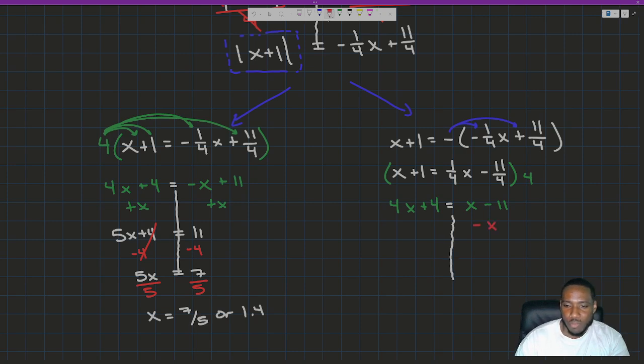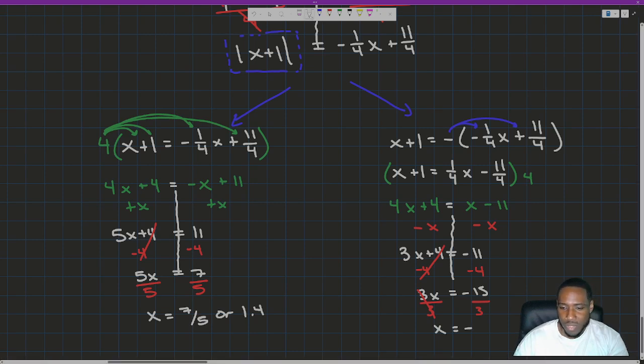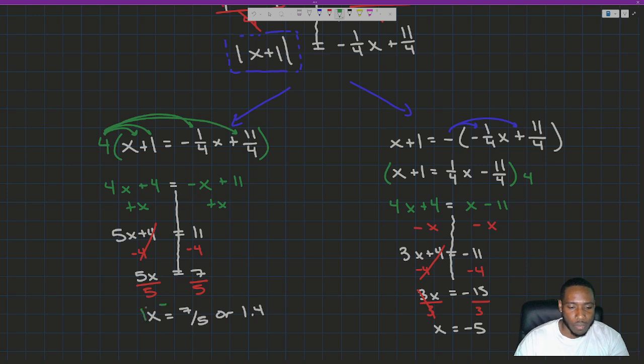Now we go ahead and solve. We're going to subtract x from both sides. We end up with 3x plus 4 equals negative 11. We subtract 4 from both sides. We end up with 3x equals negative 15. We divide everything by 3, and we end up with x equals negative 5. So those are our two solutions.